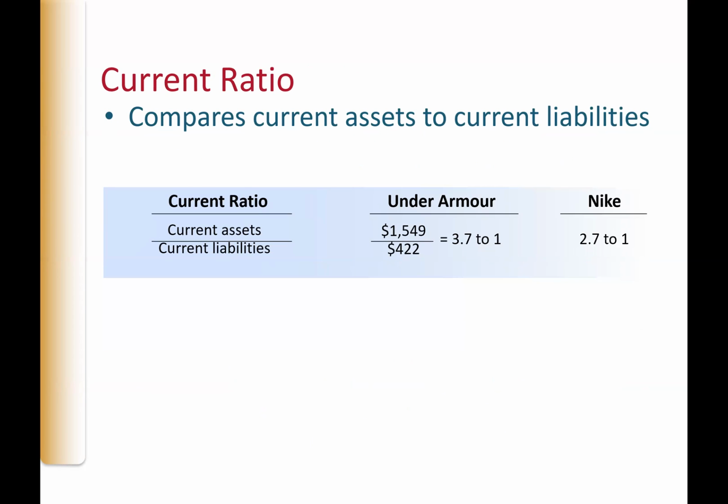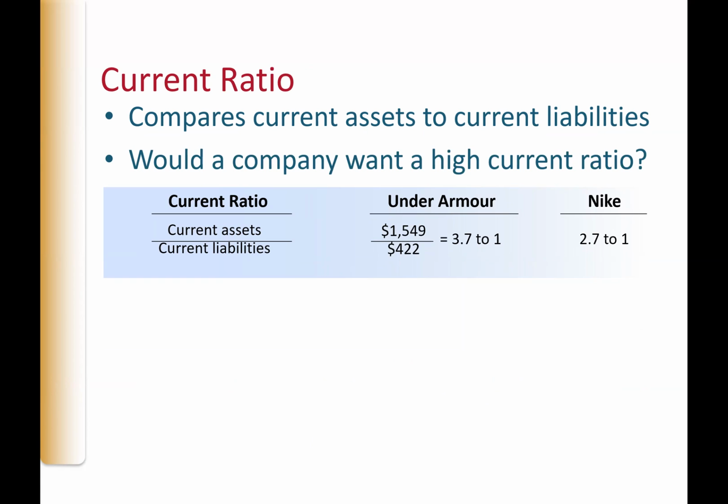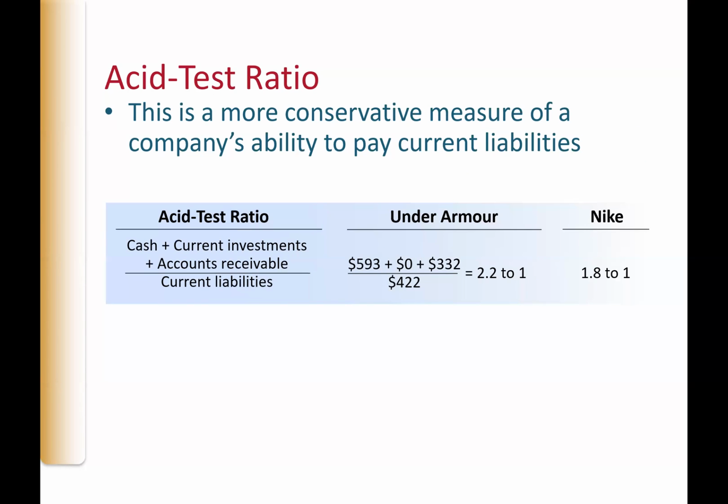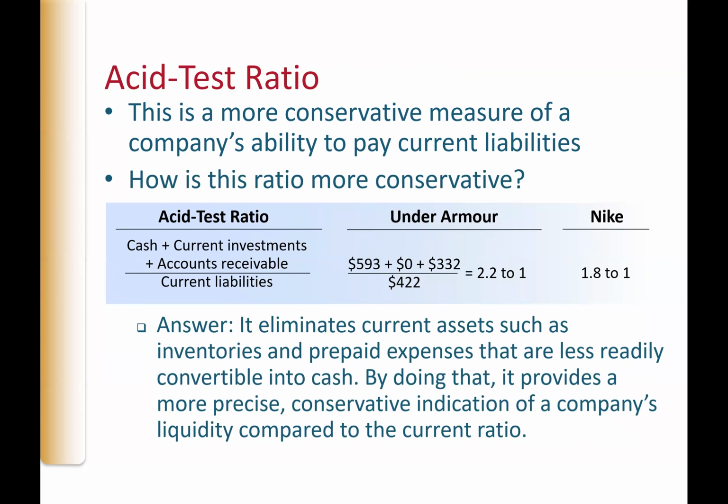Current ratio, the current assets to the current liabilities, Under Armour sitting at 3.7 to 1 and Nike's at 2.7 to 1. Which is more desirable? You want a higher current ratio because it shows you've got assets to cover your liabilities when they come due. Okay, your current obligations, current liabilities. The acid test is a little more stringent, more conservative. Again, Under Armour sitting at 2.2 to Nike's 1.8. You want a higher one.